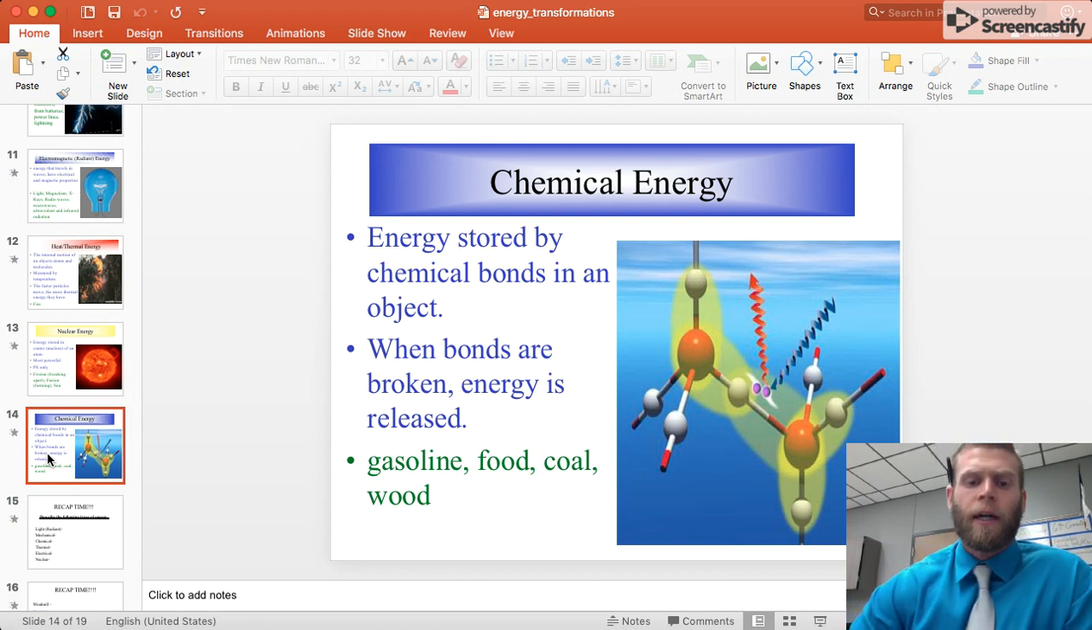And then finally, chemical energy. This is energy stored by chemical bonds in an object. So it's stored by chemical bonds in an object. When the bonds are broken, energy is released.